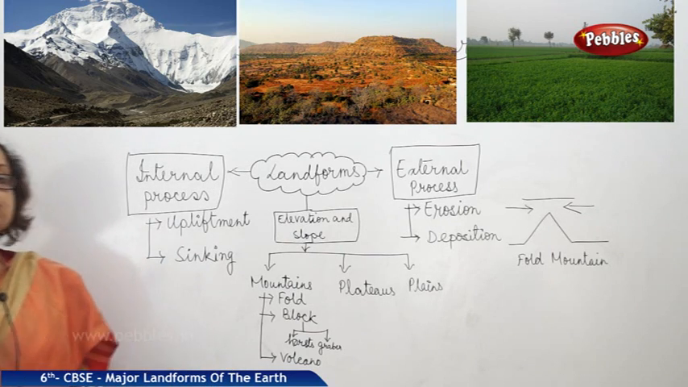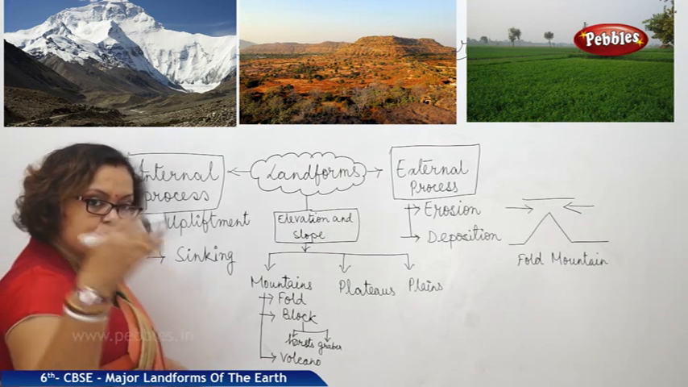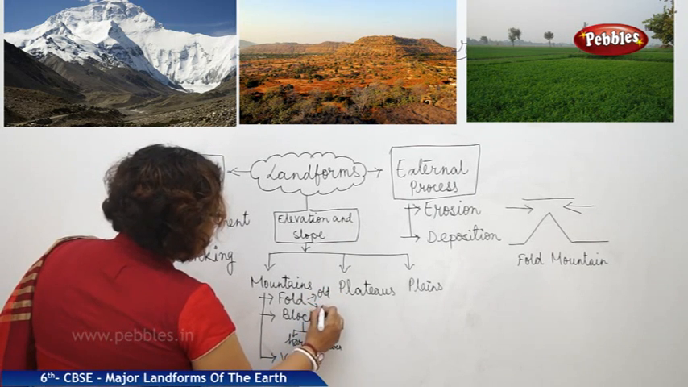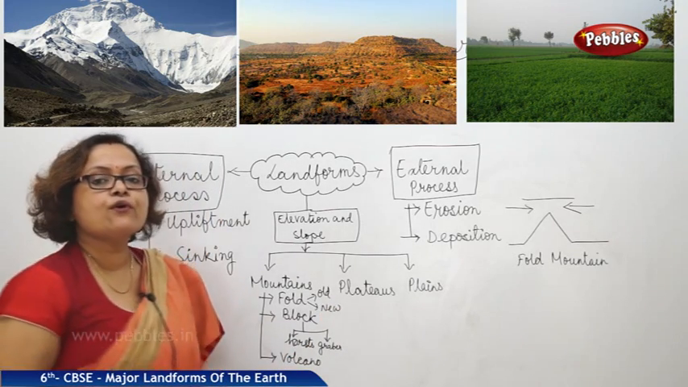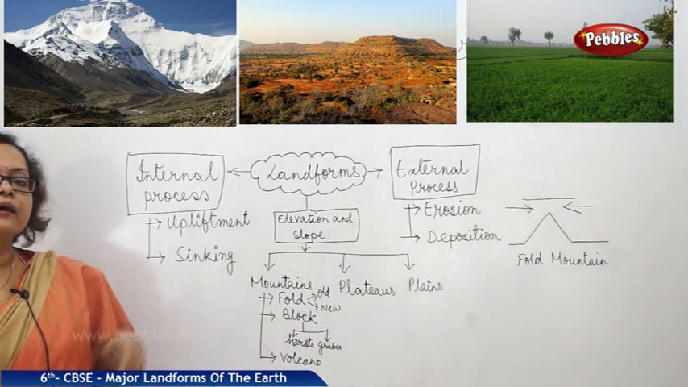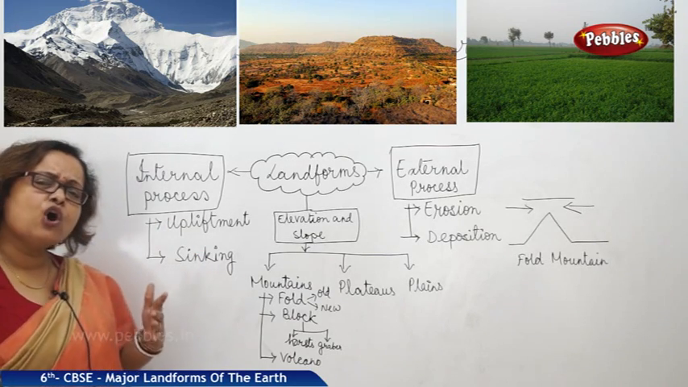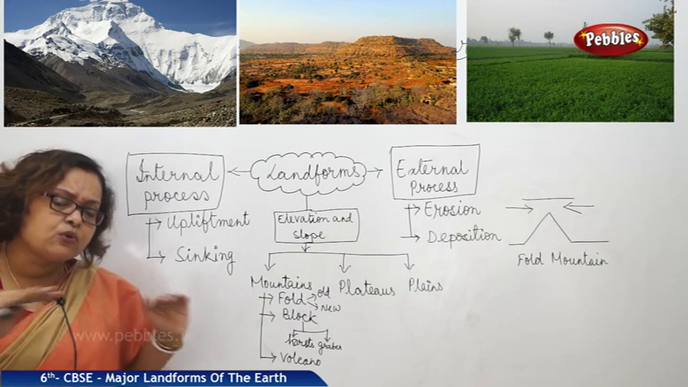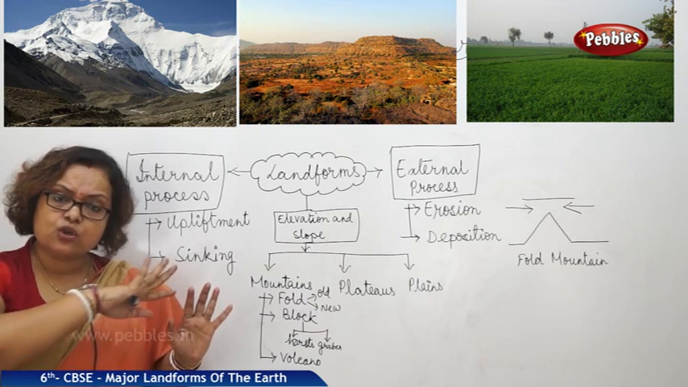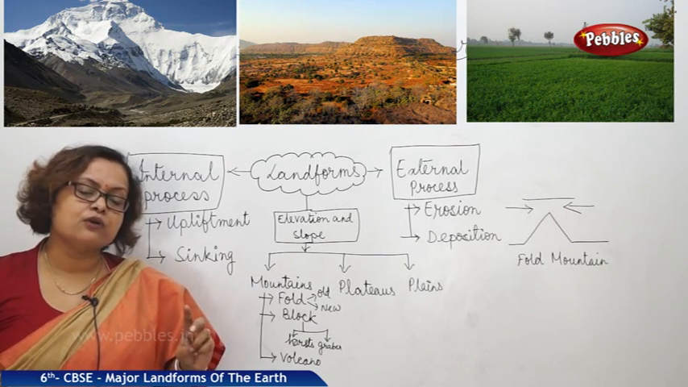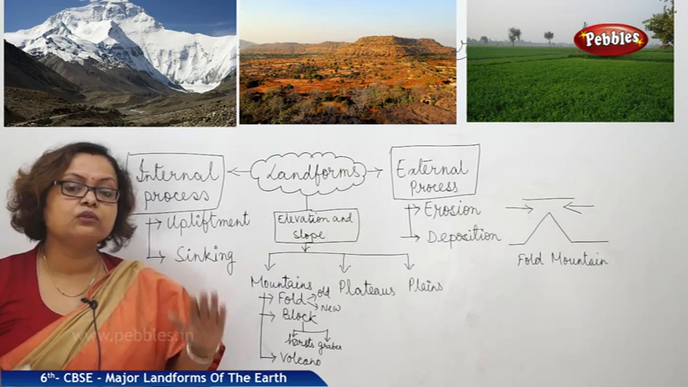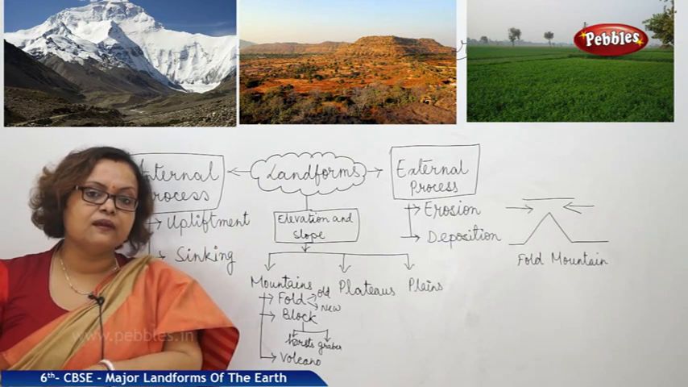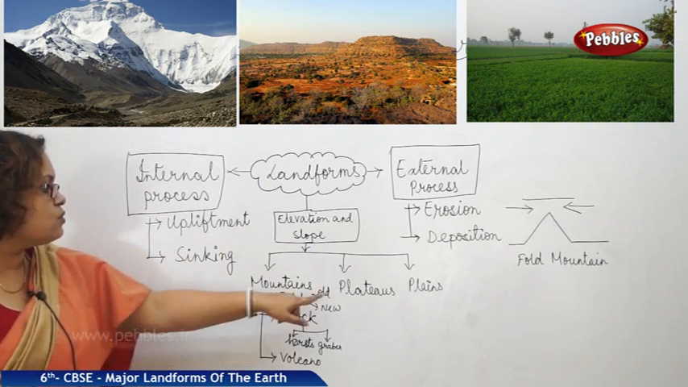Fold mountains are also divided into two types: old fold mountains and new fold mountains. Old fold mountains were made long back, they are really old, and they stop growing, like an old person stops growing. Rather, now they are facing the external process of erosion. They are losing their height. They are called old fold mountains.